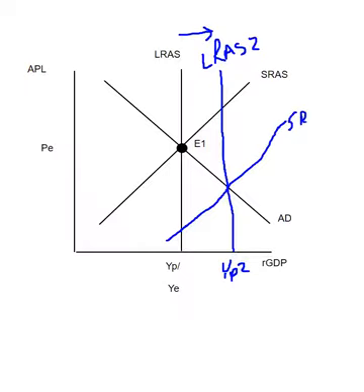So I know that's kind of a squiggly line. It's hard to draw on the mouse when I do these recordings, as you probably have noticed. But I was very careful to make sure that all three lines intersected at the same point. And that's really important. So when you're drawing these double shifts, your LRAS2 and your SRAS2 both have to intersect at AD. And now we have an E2. And if we have an E2, we can have a YE2, which is our equilibrium output, and a PE2, which is our equilibrium price level.